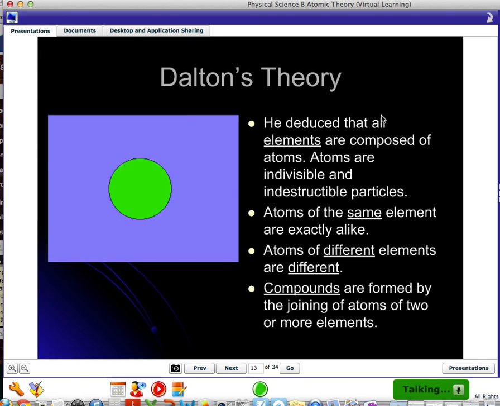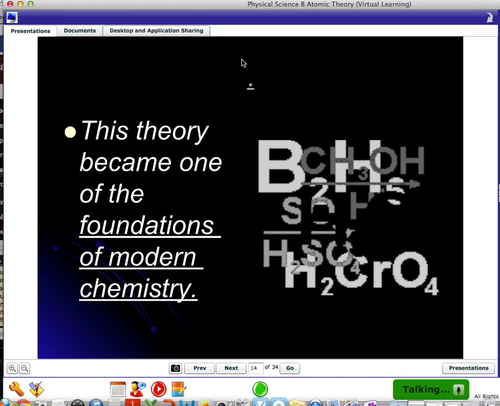Originally, atoms were thought to be all different shapes and sizes, like a carbon atom being a different shape than the next carbon atom. But Dalton's theory says that all atoms of the same element are the same. If it's a different element, he proposed that the atom would look different. And a compound, this is where the word comes from, is formed by the joining of two or more elements. This theory, in its early workings, became one of the foundations of modern chemistry. This is where everything gets started.